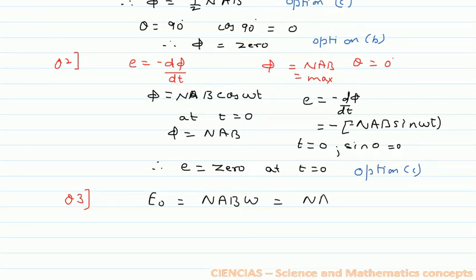Omega can be written as 2 pi into frequency. So it depends upon number of turns, it depends upon area of the coil, it depends upon strength of magnetic field, it also depends upon frequency. So it means all the options are correct options. All 4 options are correct.